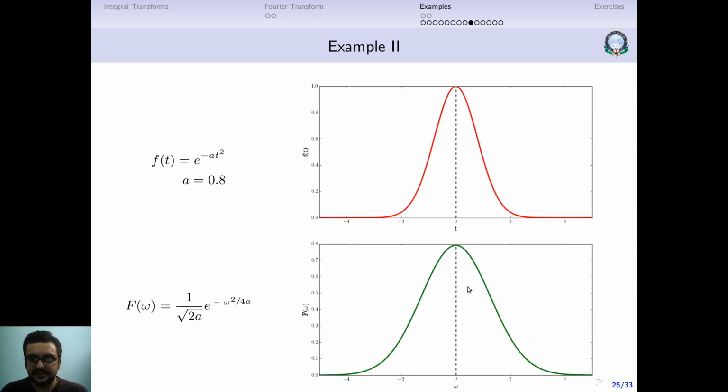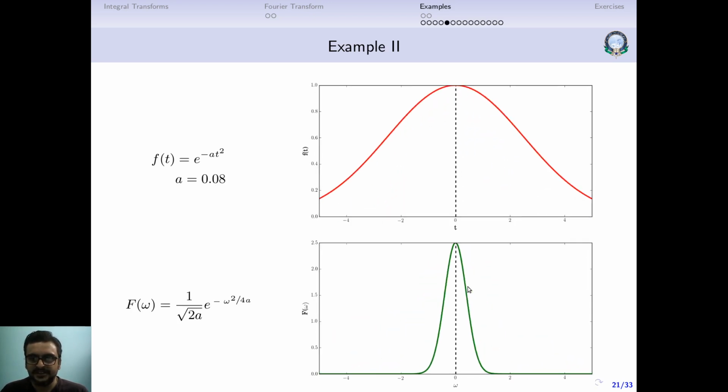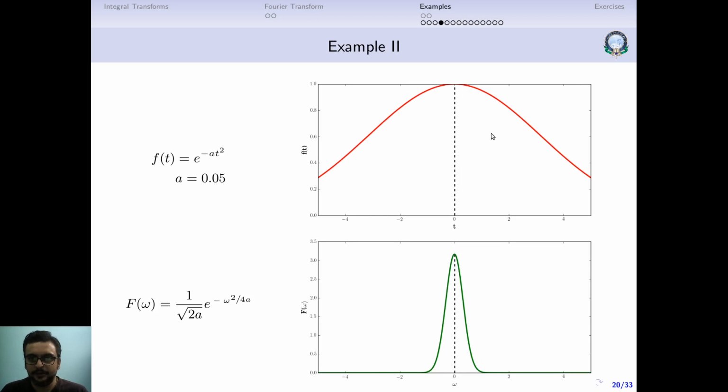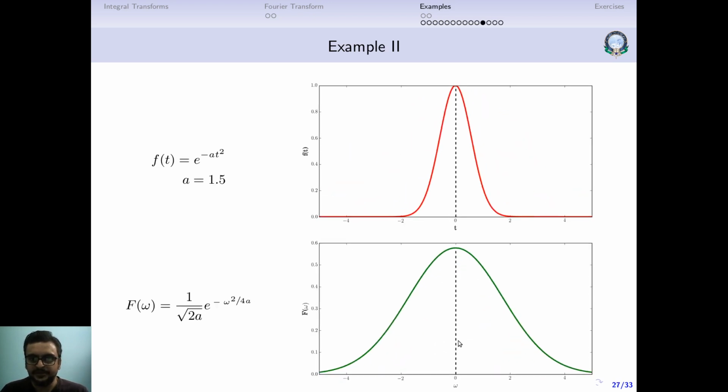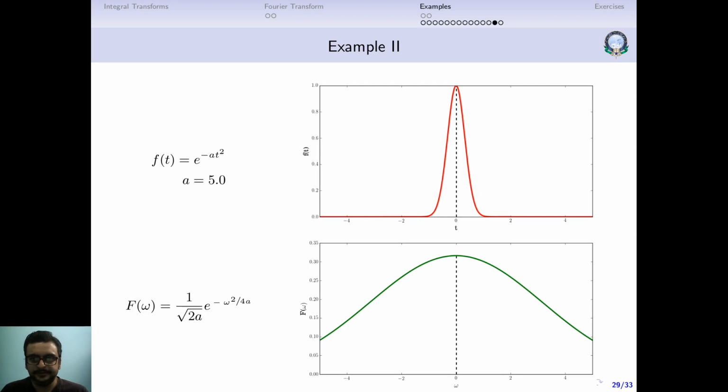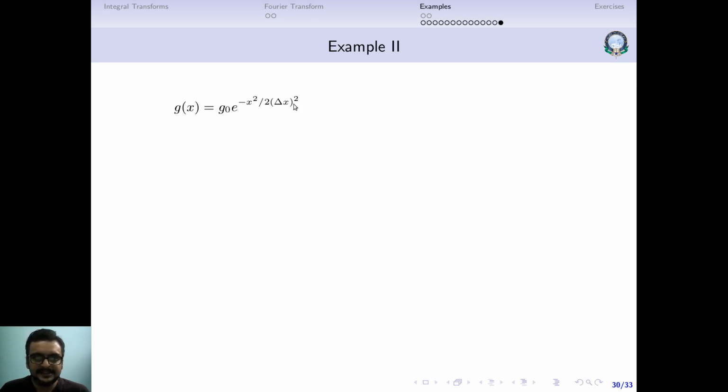So you can see here, when the original function is wide, the upper plot, its Fourier transform is narrow, and when the original function becomes narrow, its Fourier transform becomes wide. Now this result is not at all surprising. It's a very interesting result. It has got applications in quantum mechanics as well. I'll just show you how this is not surprising. So this is basically how, in general, you can represent any Gaussian function.